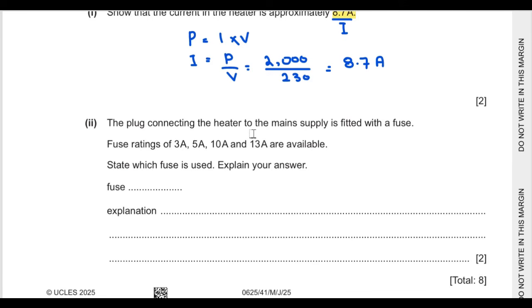Part number 2 says the plug connecting the heater to main supply is fitted with the fuse. Fuse ratings are 3, 5, 10 and 13 amps. State which fuse is used and explain your answer.